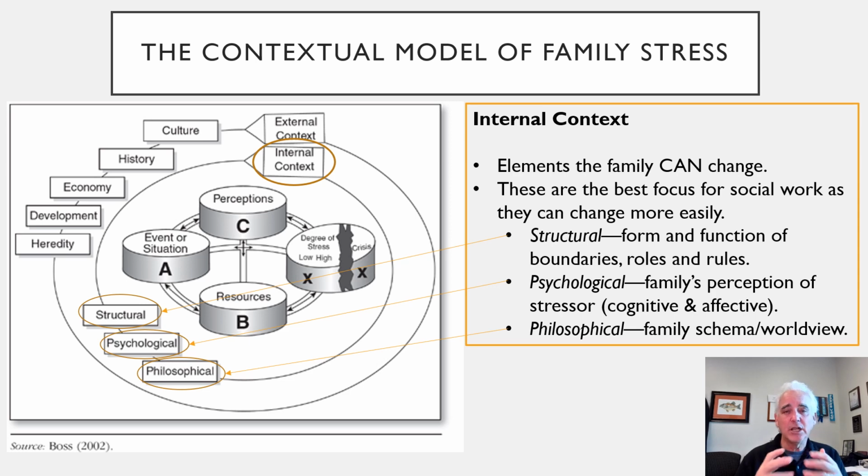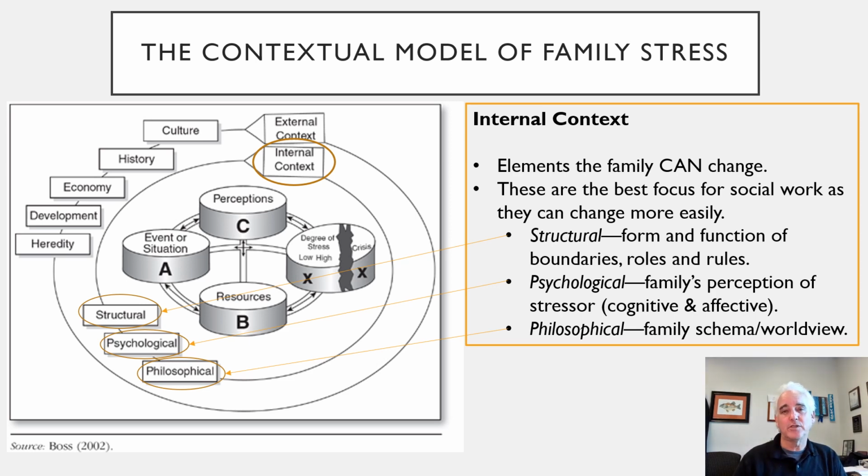Secondly, there's a psychological element to the internal context. How does the family perceive the stressor? How are they cognitively and emotionally addressing that stressor? We can help them cognitively redefine the stressor. So instead of, oh my God, this is a catastrophe, we can help them say, okay, let's break it down into pieces and deal with each of those pieces and then move forward. And then effectively, the emotional content, oh my God, we can't deal with this. You can help them calm themselves, identify their emotions, and respond differently emotionally to the stressor.